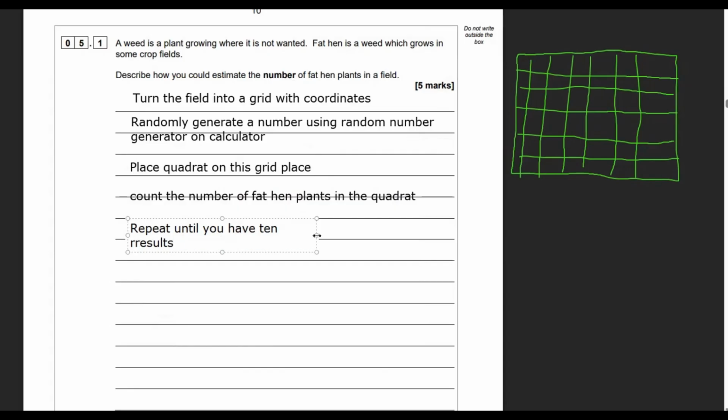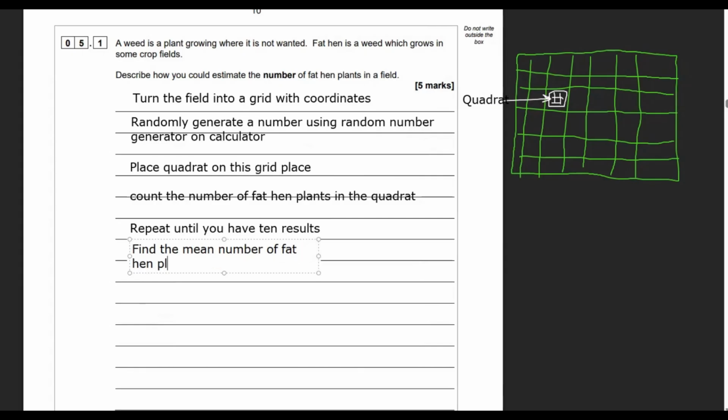So you might find on average there are 7 fat hen plants, because you're going to add it all up. If it equals 70, you divide by 10, and you get 7 as your mean number of fat hen plants in a quadrat. So you place your little wire quadrat with little squares into your grid position, based on your random number. You get a mark for saying: draw a map of the field, make a grid, randomly generate 10 numbers, repeat 10 times, and calculate the mean number of fat hen plants per quadrat. So that might be 7, it could be 10.